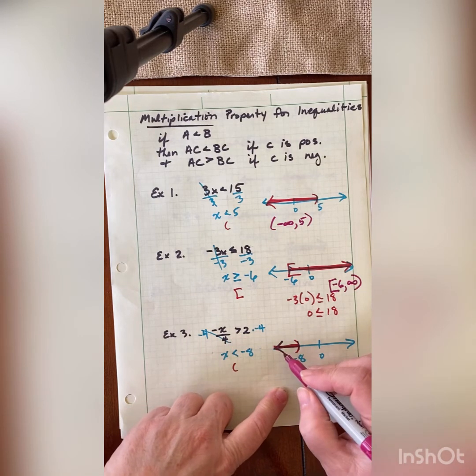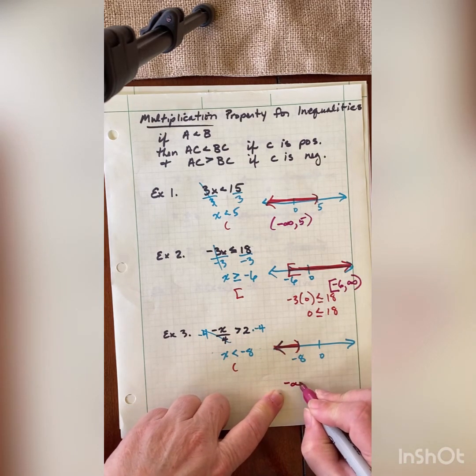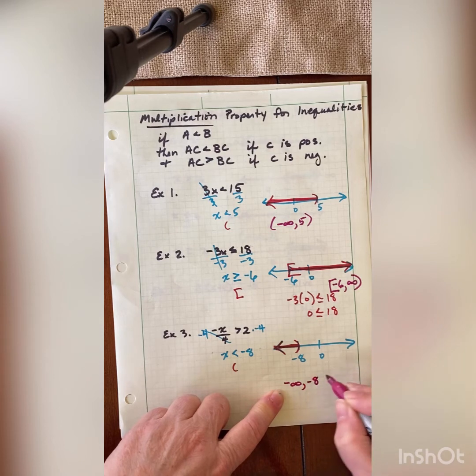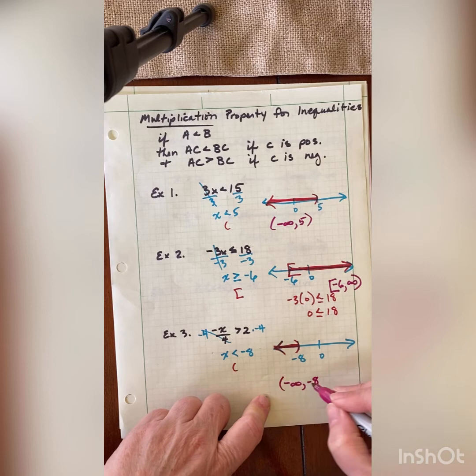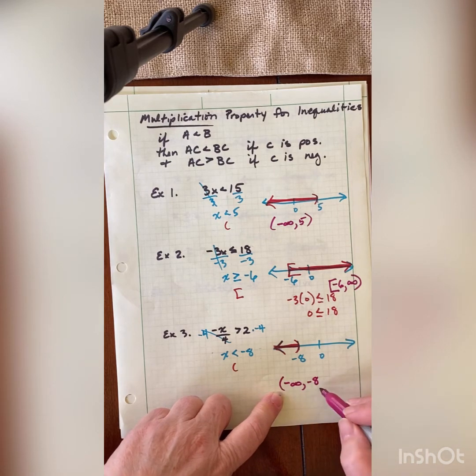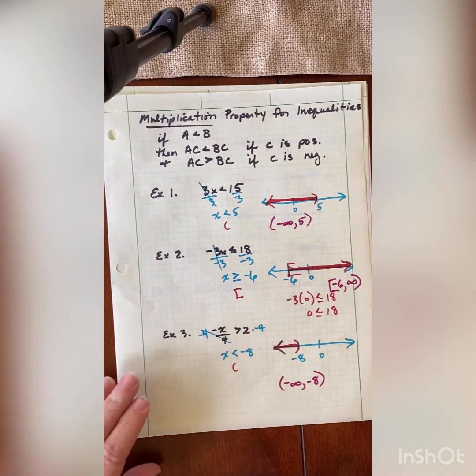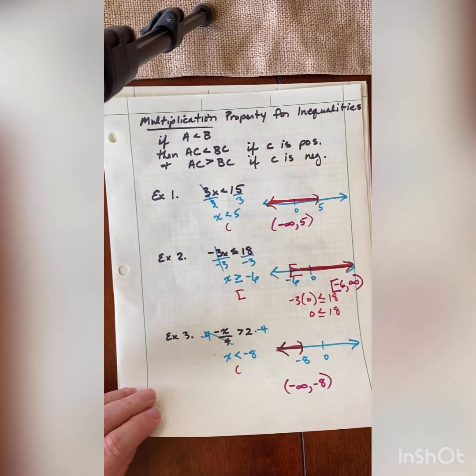All right, interval notation here, negative infinity to negative 8. Smallest possible answer, largest possible answer. That one always has a parenthesis. This one has a parenthesis there because you're using the greater than symbol over there. All right.